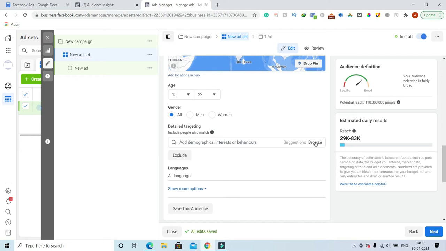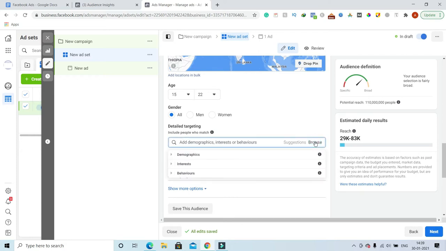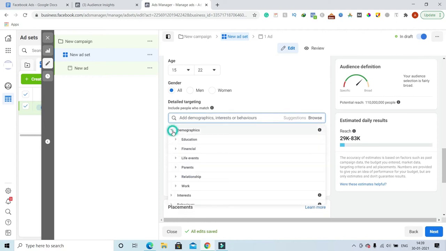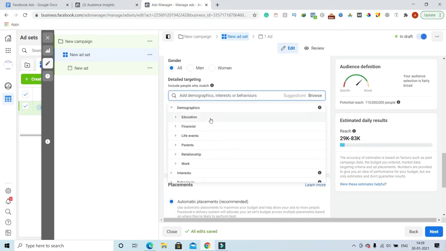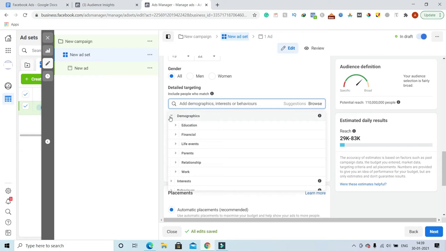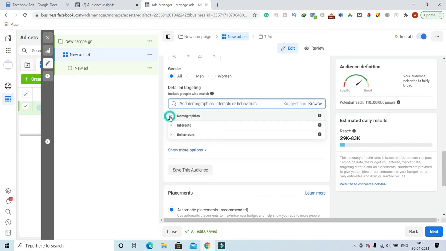Now this particular option is going to give you everything, and if you know how to use it well, then you can define your audience up to any extent, because it consists of the demographics first of all, which is education, what is the financial. Now the financial thing does not apply in India. So what about some of the life events, if they are parents, what is the relationship, what is the work. So these are all the general demographic things about a person, and we are going to get all this information, and we can use this particular information to target the person.